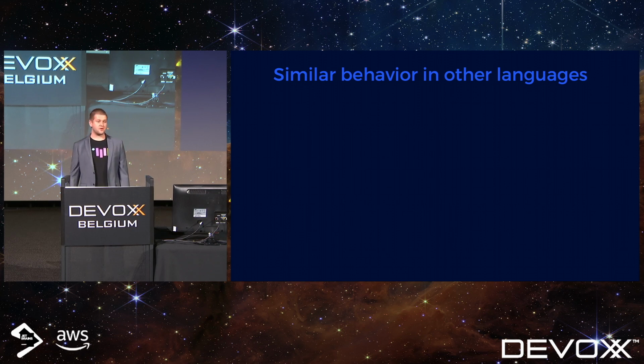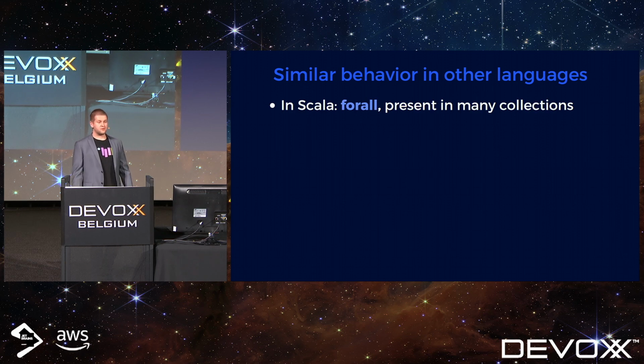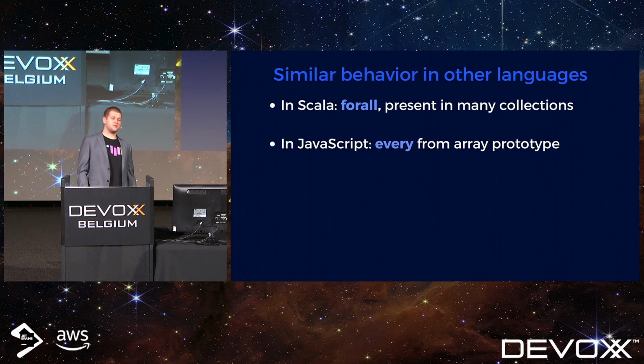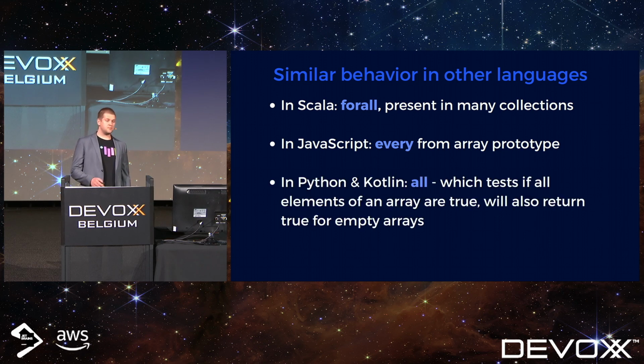And here I am with a counterargument. In Scala, the method forall, which is present in many collection interfaces, works exactly the same way. In JavaScript, the method every from the array prototype will also return true for empty arrays. In Python and Kotlin, the built-in function all, which tests if all elements of an array are true, will also return true for empty arrays. And yesterday, when I was speaking with guys from Neo4j, we managed to find out that the built-in function all from Neo4j will also return true for an empty array.